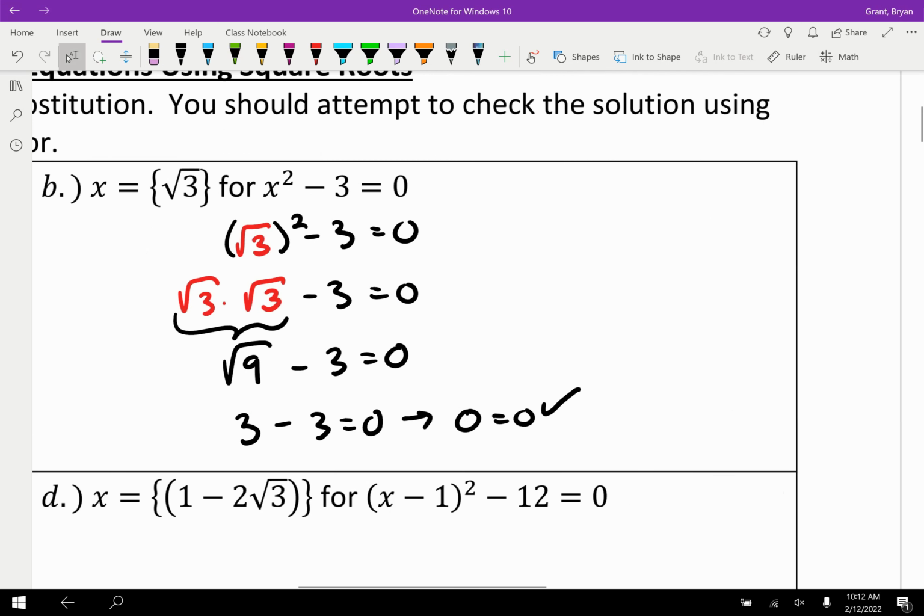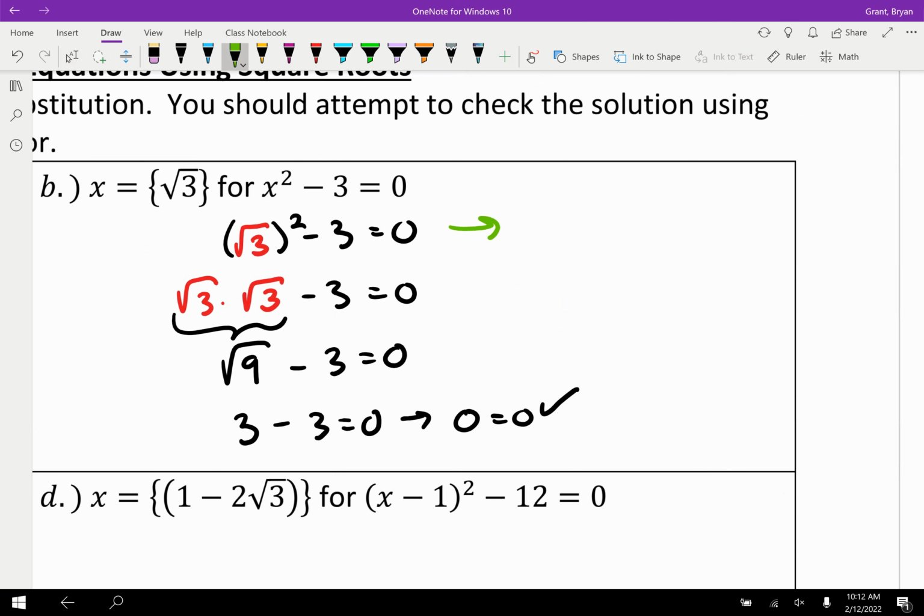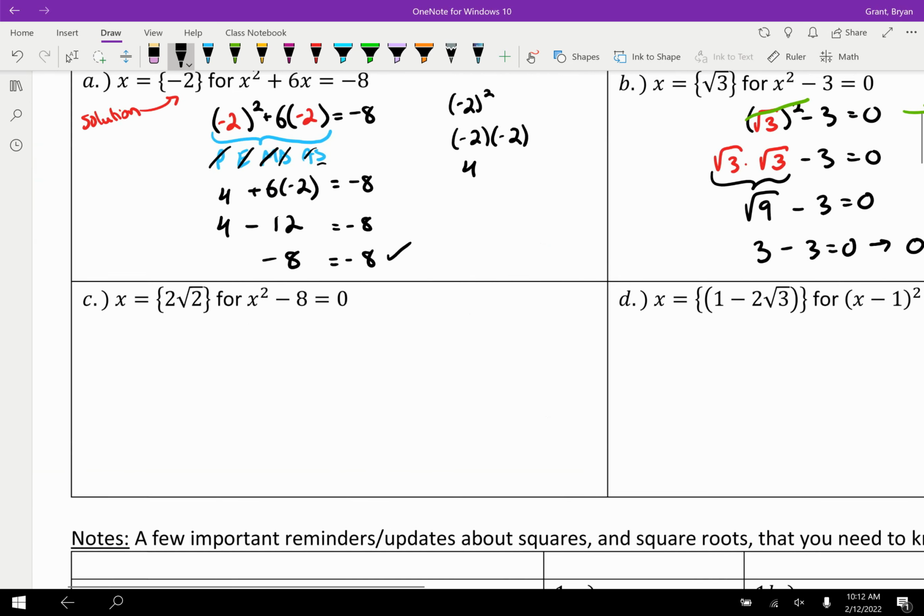Now, the faster way to do this, using some space over here, is we could have just said a square root and square undo each other, so that just leaves you with the 3 inside, and 3 minus 3 is 0. That shortcut, the square root canceling out a square, is very important for today. Let's try a few more.